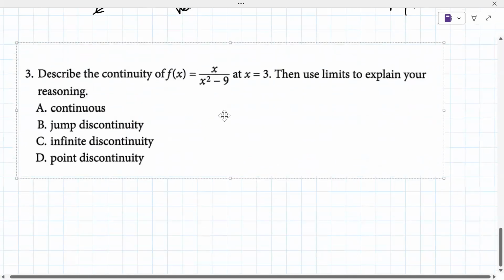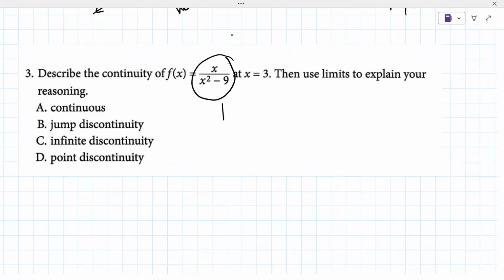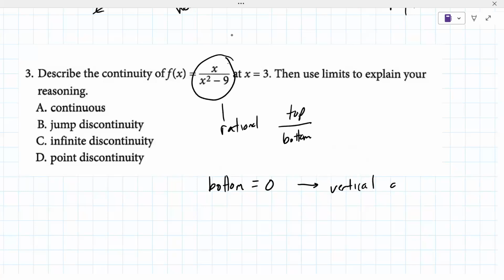All right. So to do this problem, you first have to recognize that this is a rational function. Rational here just means it has a top and a bottom. Whenever the bottom equals 0, this is a vertical asymptote. So x squared minus 9, you set that equal to 0. And then you can either solve by factoring or using the square root method.